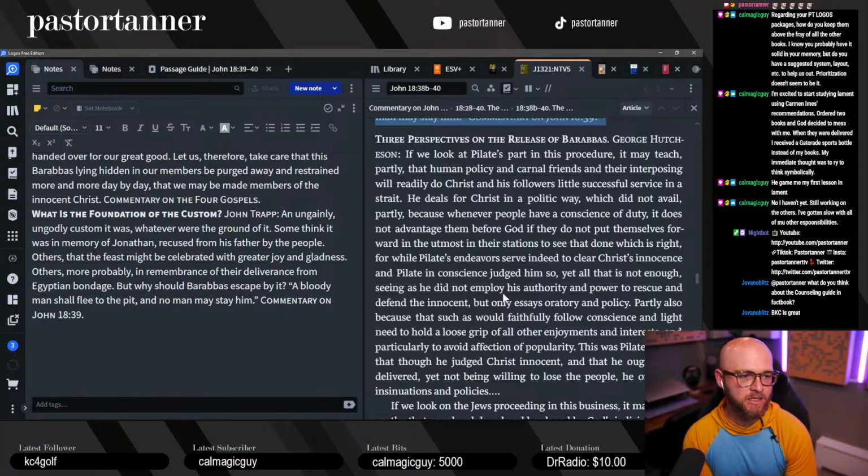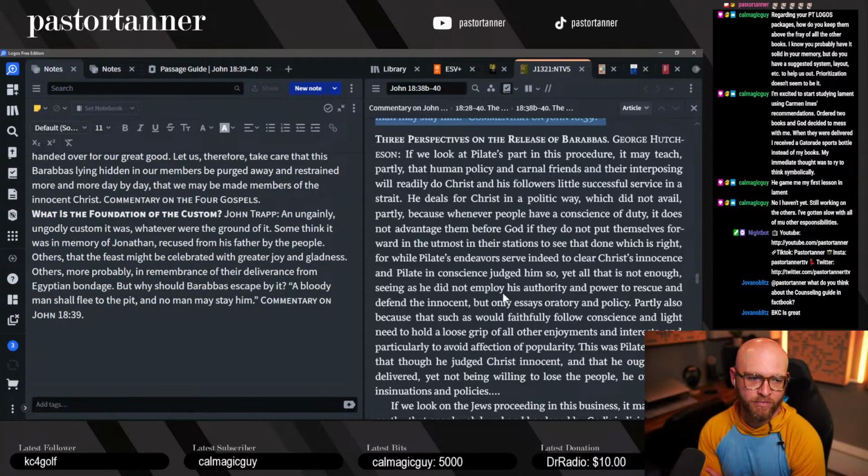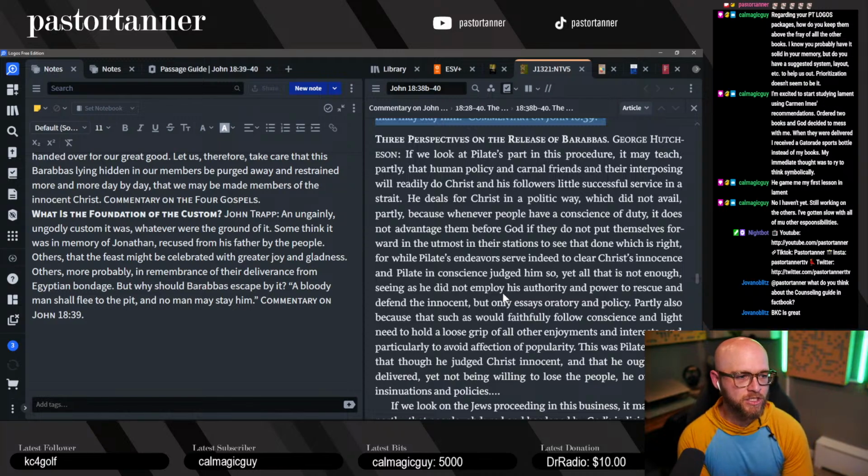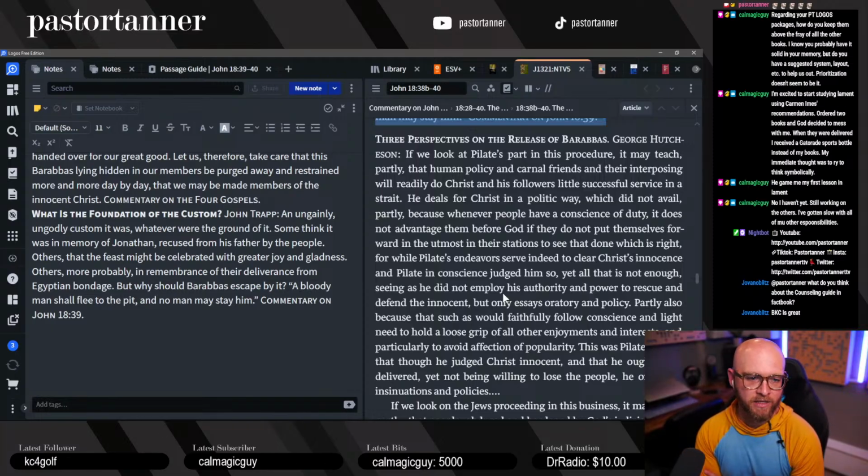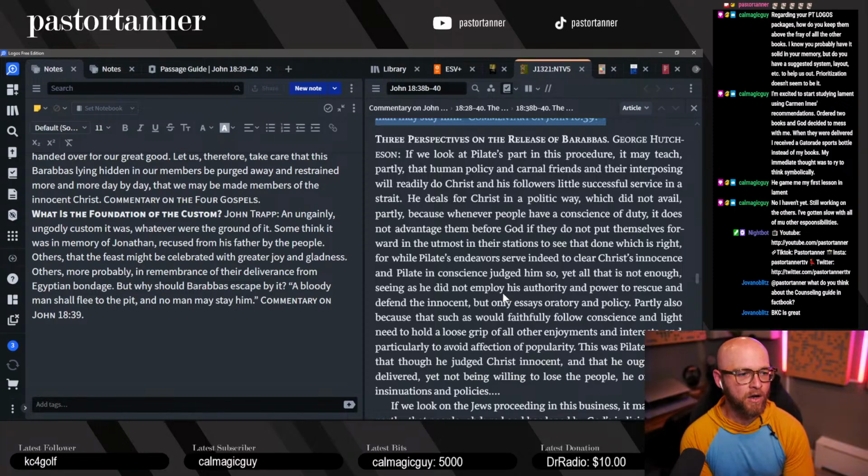He deals for Christ in a politic way, which did not avail partly because whenever people have a conscience of duty, it does not advantage them before God if they do not put themselves forward in the utmost in their stations to see that done which is right. For while Pilate endeavors indeed to clear Christ's innocence, and Pilate in conscience judged him so, yet all that is not enough, seeing as he did not employ his authority and power to rescue and defend the innocent, but only essays, oratory, and policy.